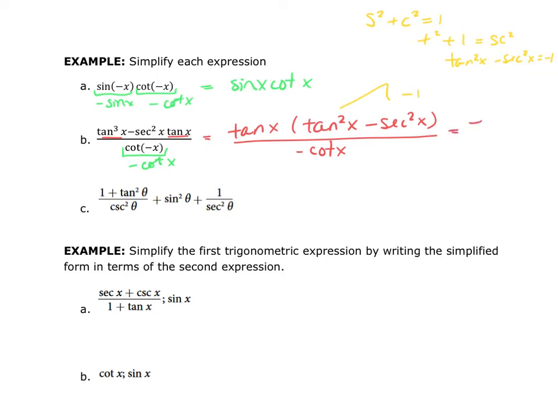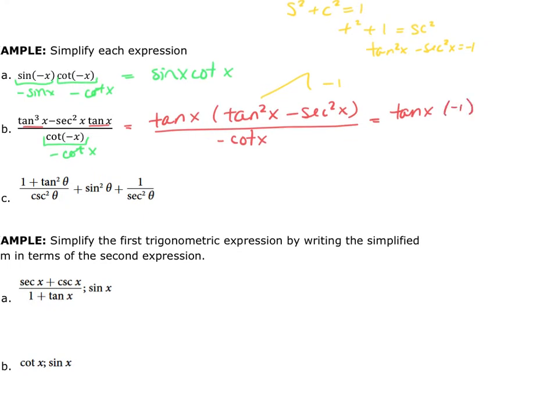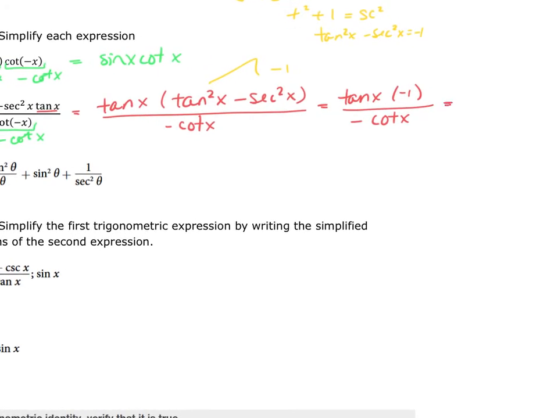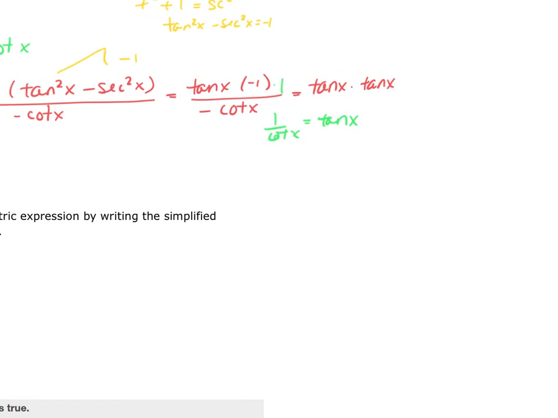So where I am right now is I'm at tangent of x multiplied by negative 1 divided by the negative cotangent of x. Well, my negatives are going to cancel. And I also know that cotangent is 1 over tangent, so I am at the point of tangent x multiplied by the tangent of x. And that's because I can think of this as 1 in front, that 1 over the cotangent of x is equal to the tangent of x. So my final answer here is just the tangent squared of x. That's what that simplifies to.